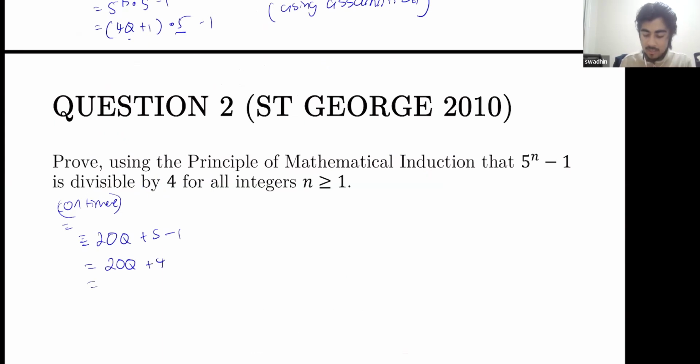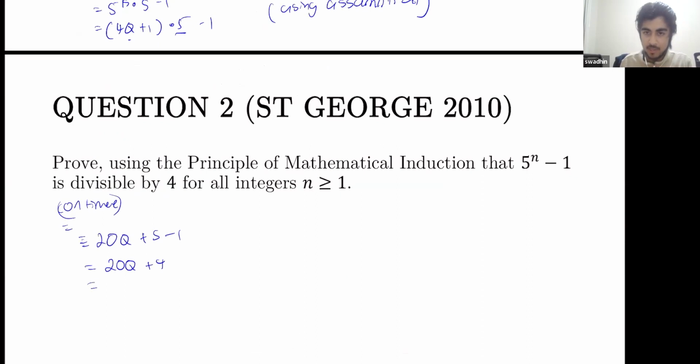What do you guys think we can do here now? How do you think I can prove that this is going to be divisible by 4? What do I need to factor or expand or simplify? What do I need to do? Someone say on the chat. Give you like a minute or two.